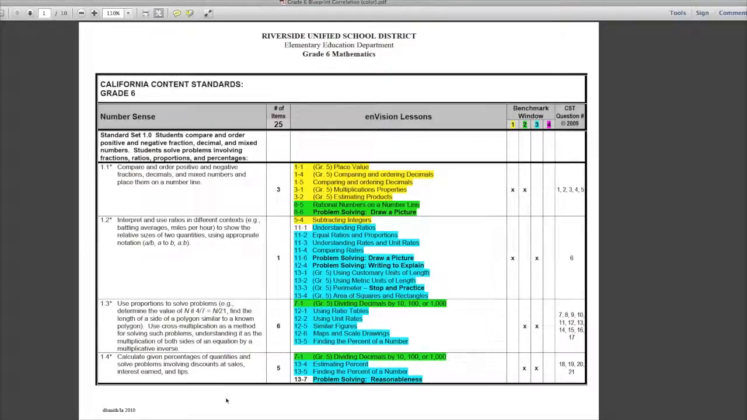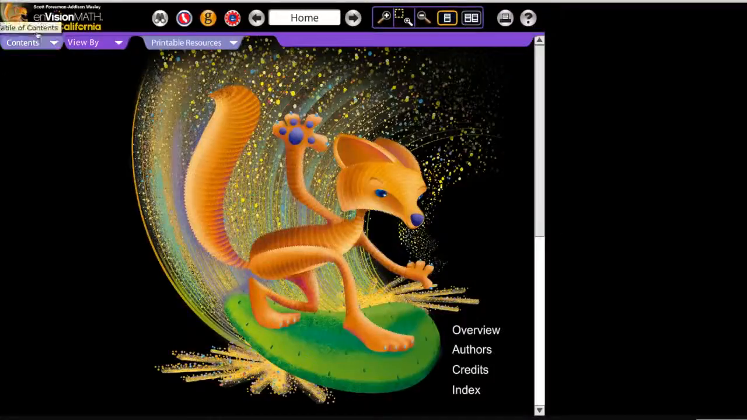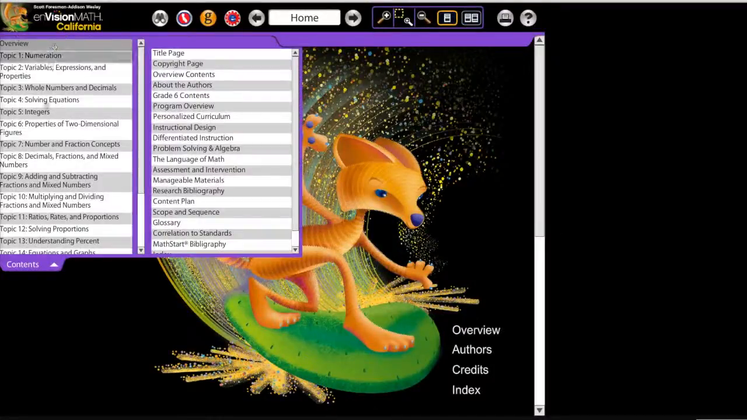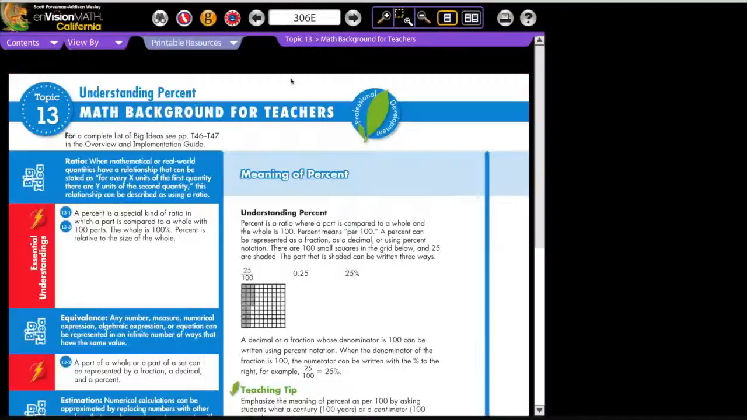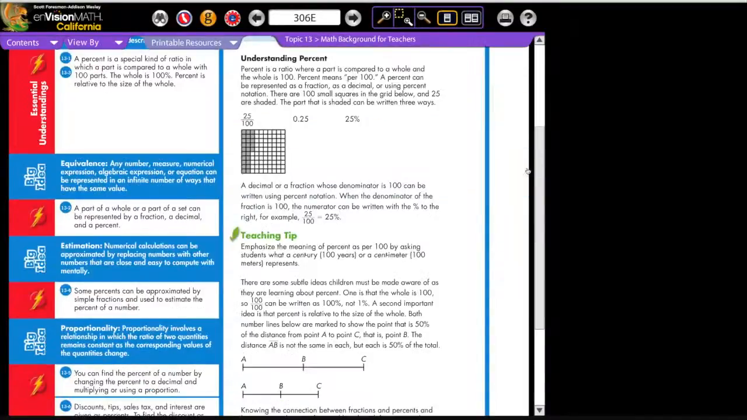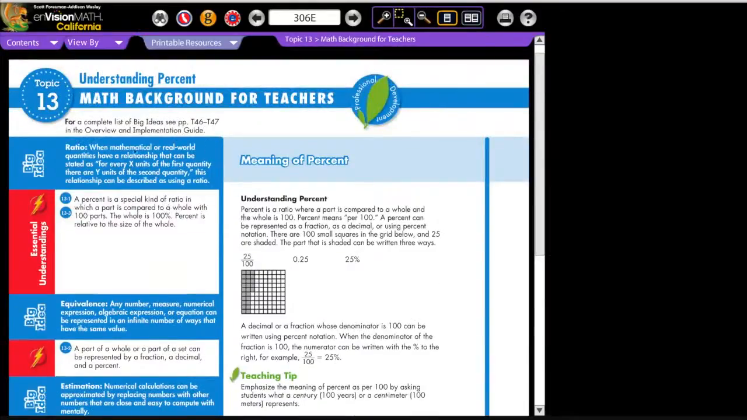So let's go back to our book, and if you remember, we always want to start with the math background for teachers. Last week we talked about the meaning of percents. Again, also refer back to the big idea, which is ratio. When mathematical or real-world quantities have a relationship that can be stated as for every x units of the first quantity, there are y units of the second quantity. This relationship can be described as a ratio.